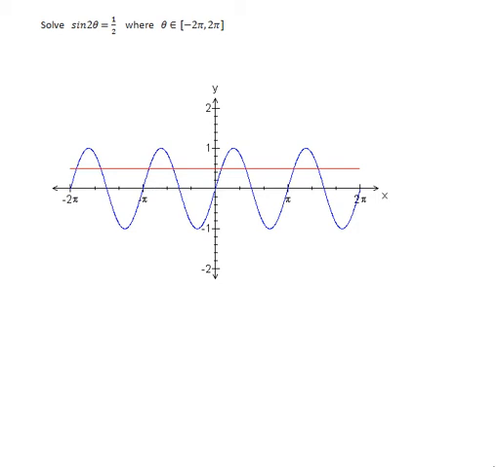This lesson we're going to solve sine 2 theta equals plus a half, but this time the domain for the answer is between negative 2 pi and positive 2 pi. So looking at the diagram, you should be able to see that there in fact is going to be 8 answers to this question. So to find it algebraically, same method as before.